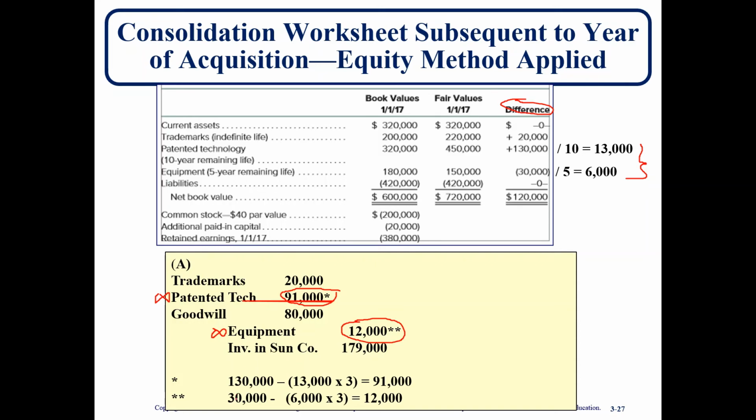And we do the same exercise for equipment. But remember that the patented technology was understated, so was trademarks, but equipment was overstated. And so in this case, we're crediting the equipment. Again, we take into consideration this accumulated depreciation from 2017 through 2020. And then we reduce this difference of 30,000 that we calculated on the date of acquisition by this accumulated depreciation. And so we have the $12,000 here. And then again, this plug difference goes to investment in Sun Company.